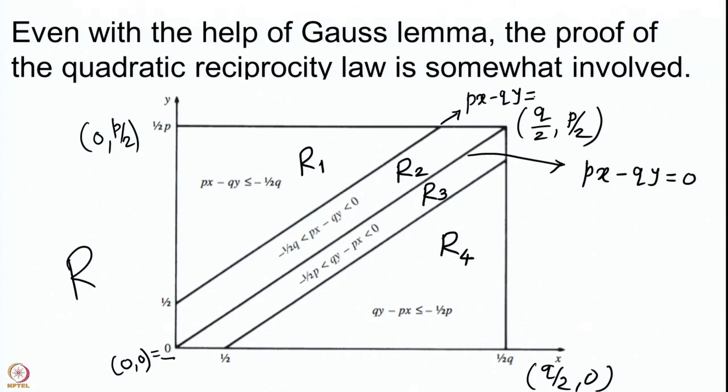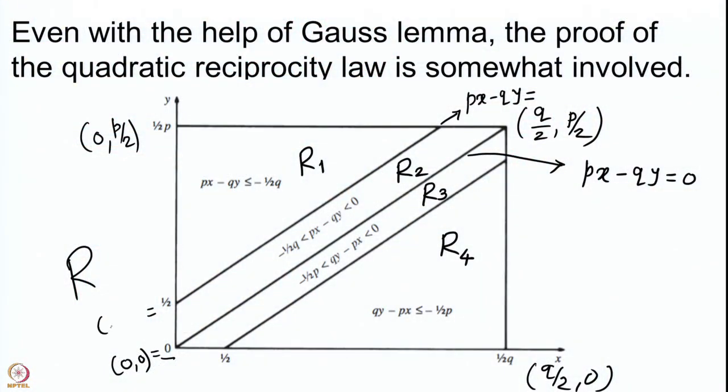And then you can also compute the constant term, because you know that this point where the x coordinate is 0 but y coordinate is 1 by 2 lies on the line. So, this is given by minus q by 2. Because your x coordinate is 0, px will give you 0 and minus 1 by 2 into q. So, the equation of this line is px minus qy equal to minus q by 2.